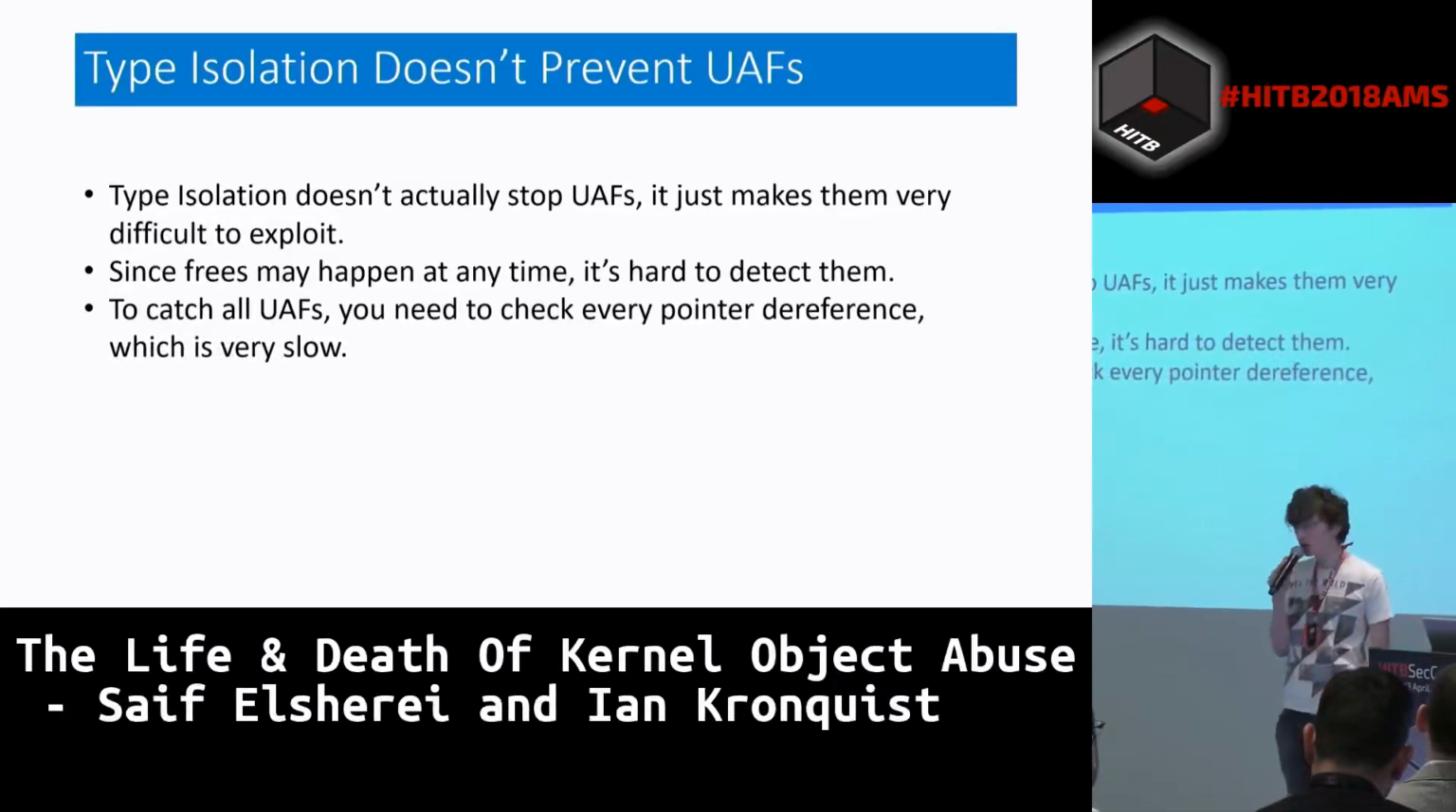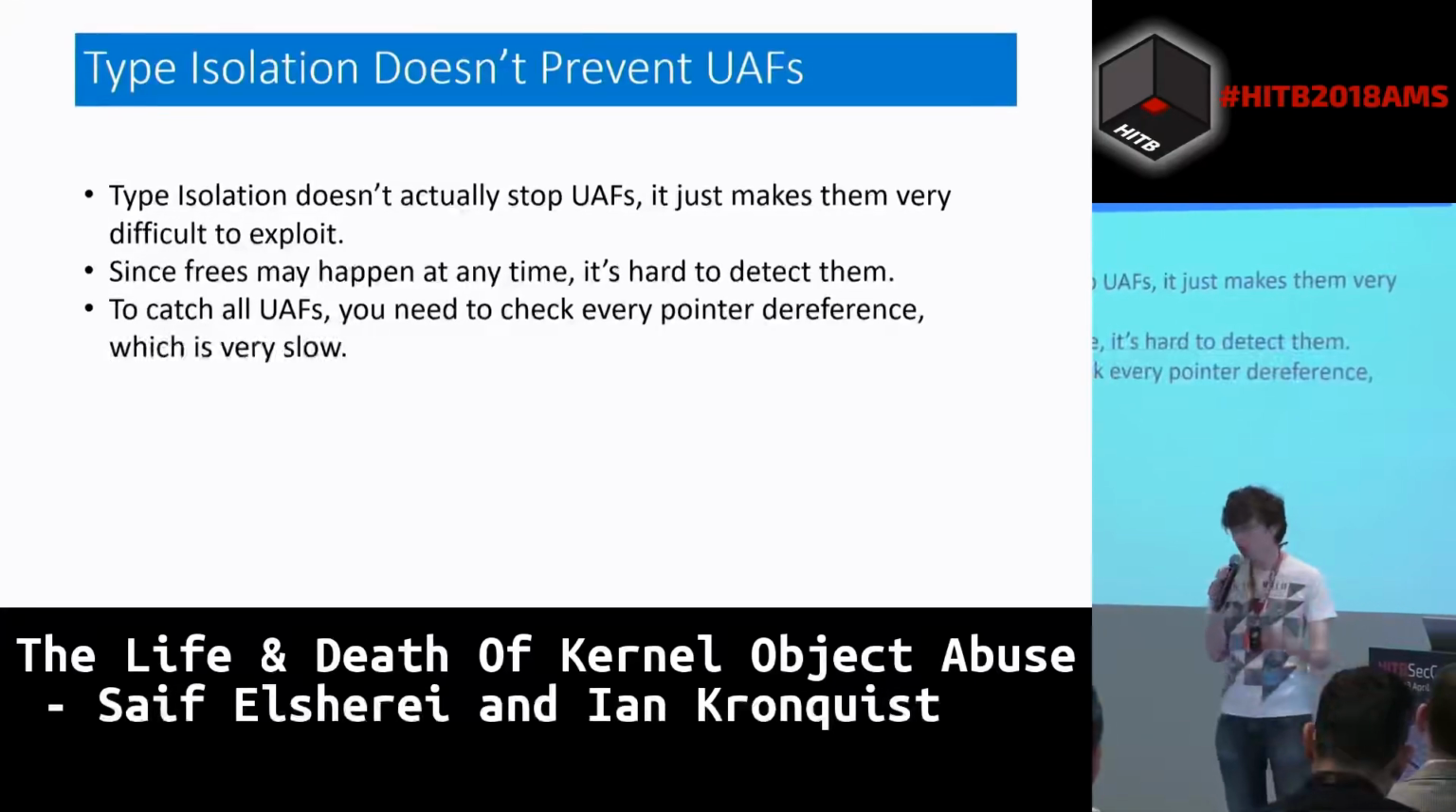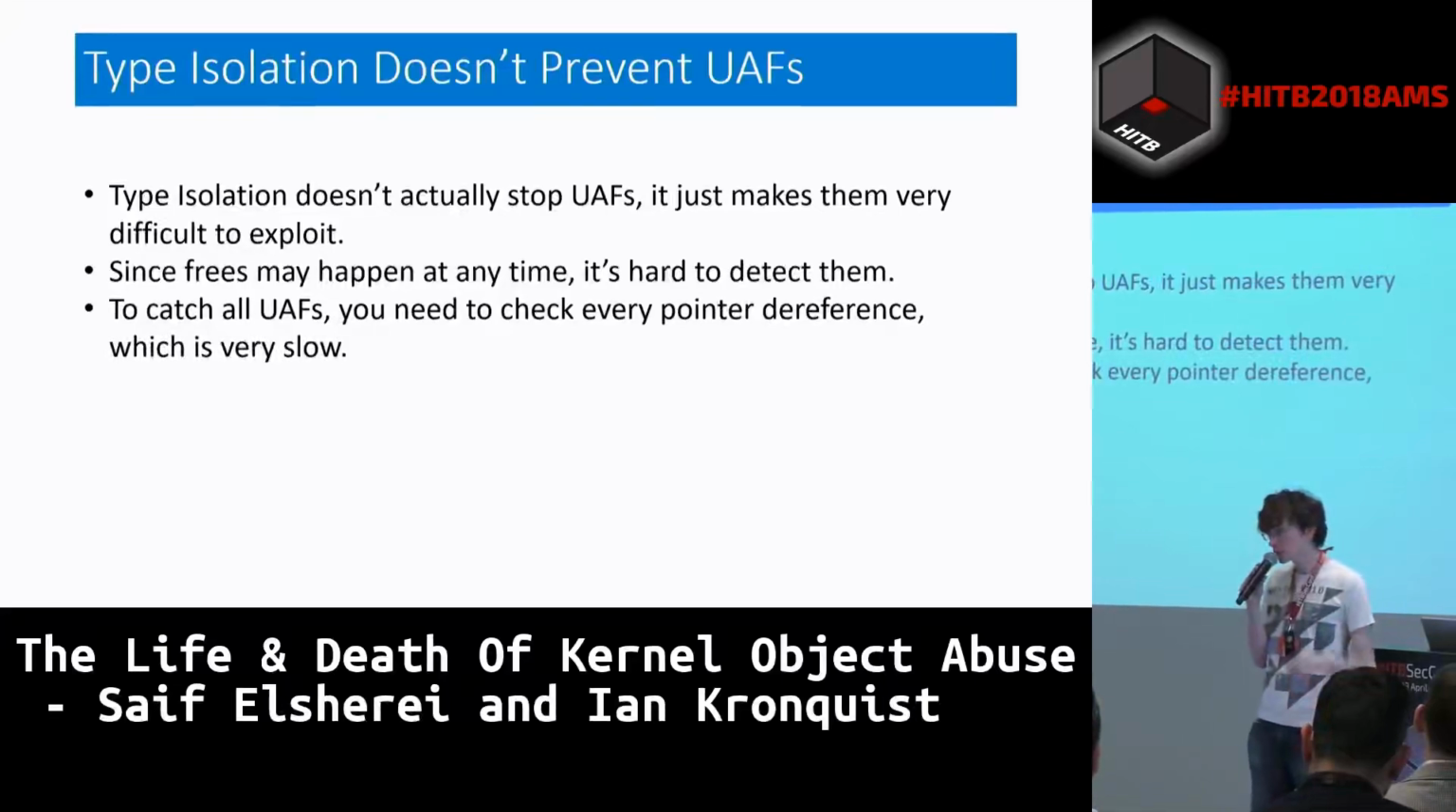The mitigation I'm going to talk to you about today, we call it type isolation. It doesn't prevent UAFs, rather, it makes it so that you can't take a UAF and then turn it into a vulnerability, a write-where primitive. It just makes them very difficult to exploit. And I'm going to explain how that works.